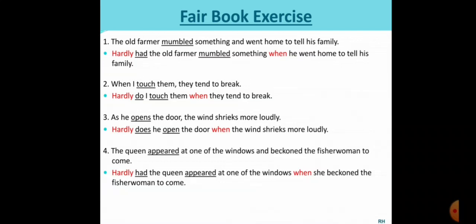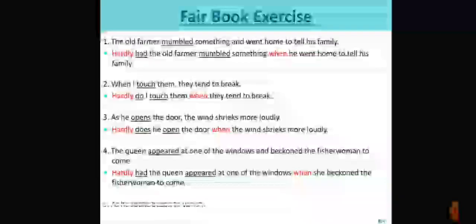Now here, who beckoned? Obviously we are talking about the queen, but we are not using the word queen again. We will use the pronoun she. When she beckoned the fisherwomen to come. Okay, hope this is clear. Let's look at the next sentence.